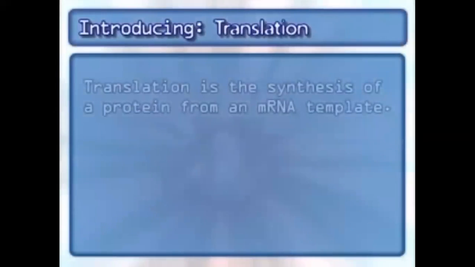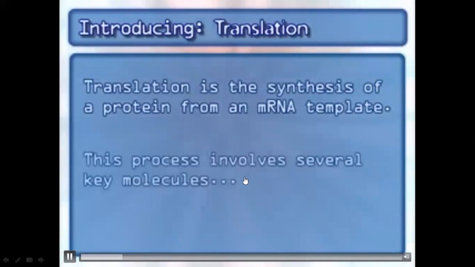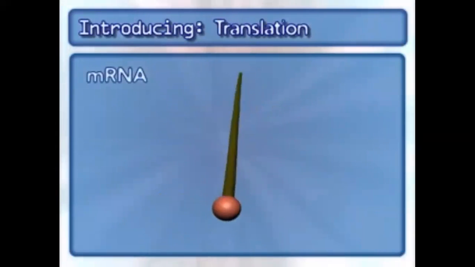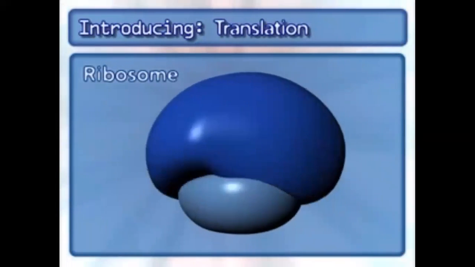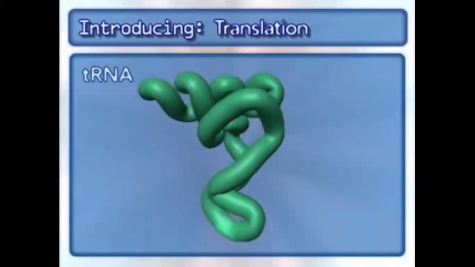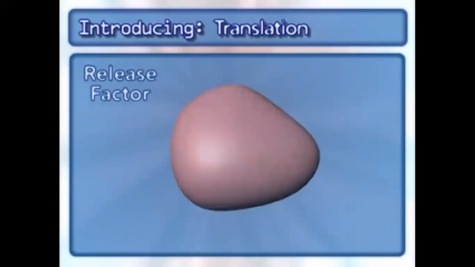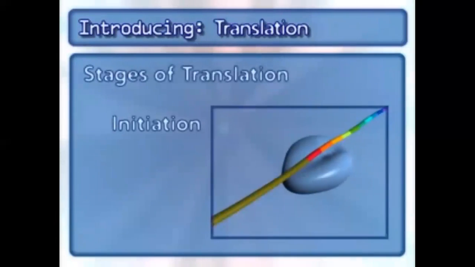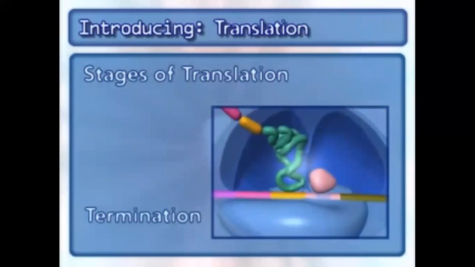See how the translation process occurs. Translation is the synthesis of a protein from an mRNA template. This process involves several key molecules, including mRNA, the small and large subunits of the ribosome, tRNA, and finally the release factor. The process is broken into three stages: initiation, elongation, and termination. Let's see the process in action.